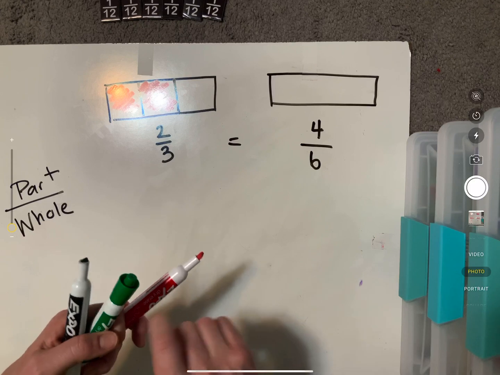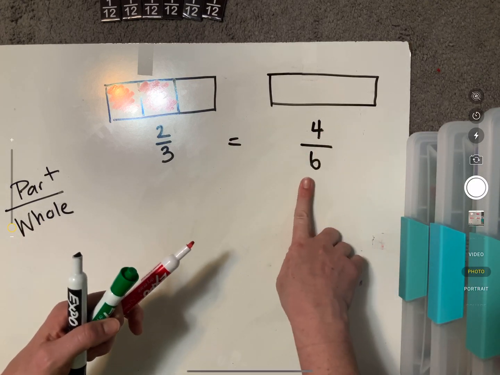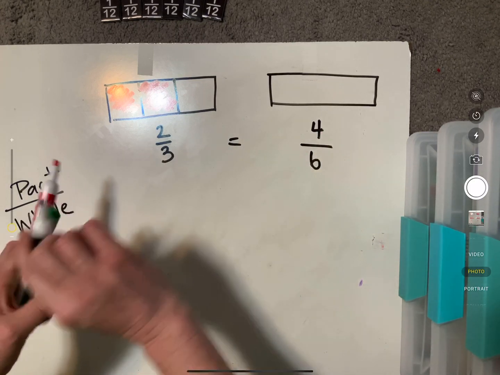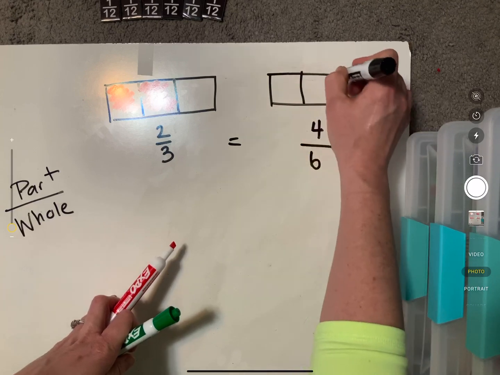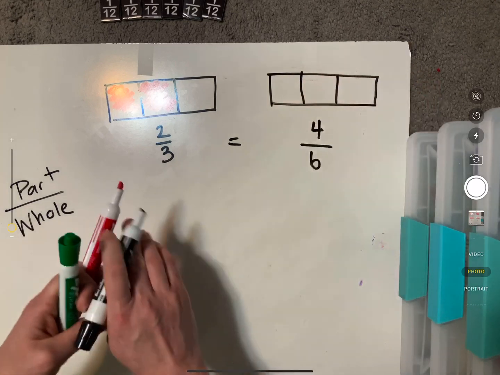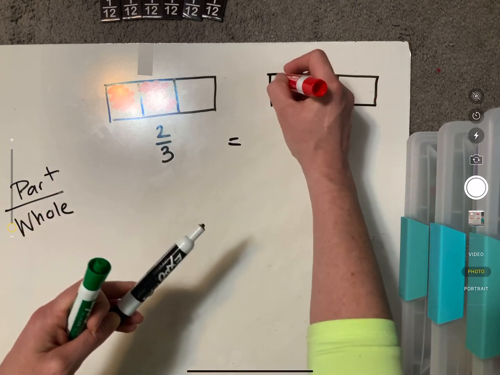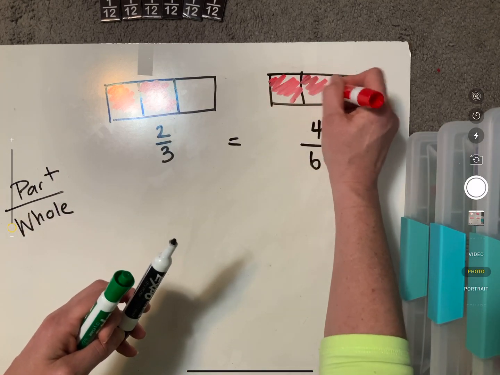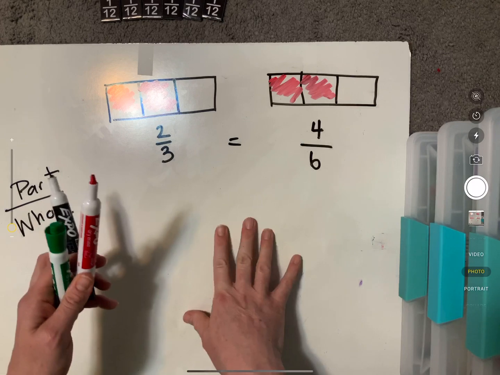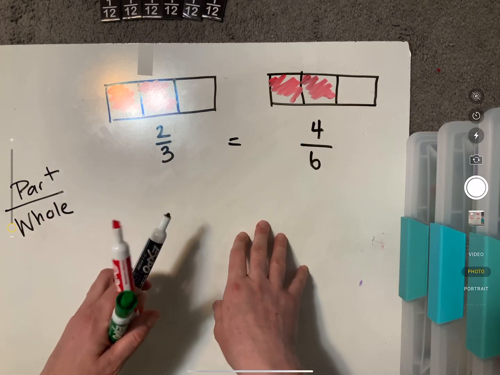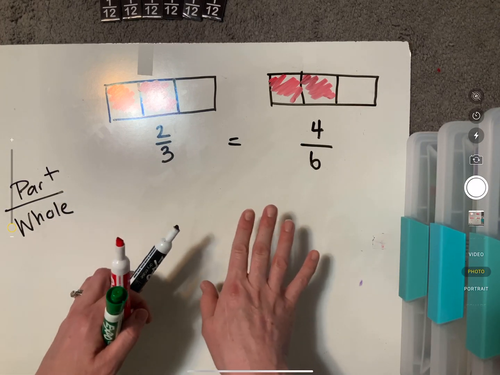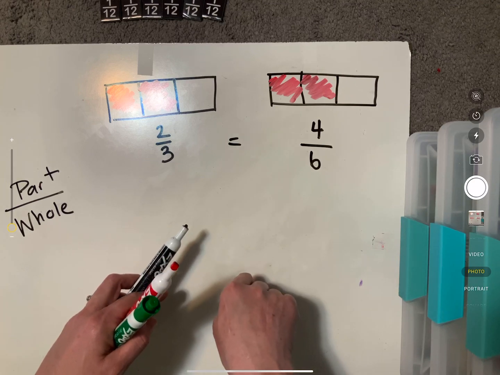And then over here with 4/6, we're going to actually mirror this. We're going to make sure this looks the same. So we're going to have 1, 2, 3 pieces, just like over here, and we're going to shade 2 of them. So 1, 2. Now this is what you're going to be doing for part of your worksheet. So just take note of what we're doing here, because you're going to be applying this in just a minute.